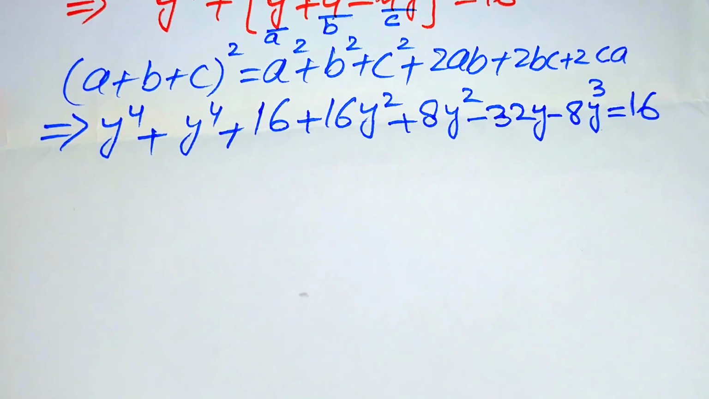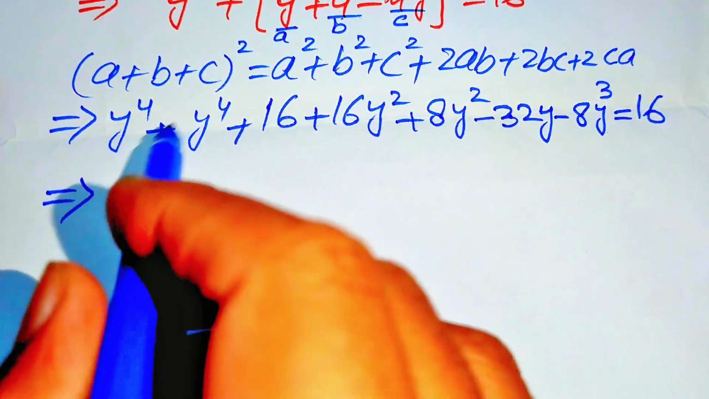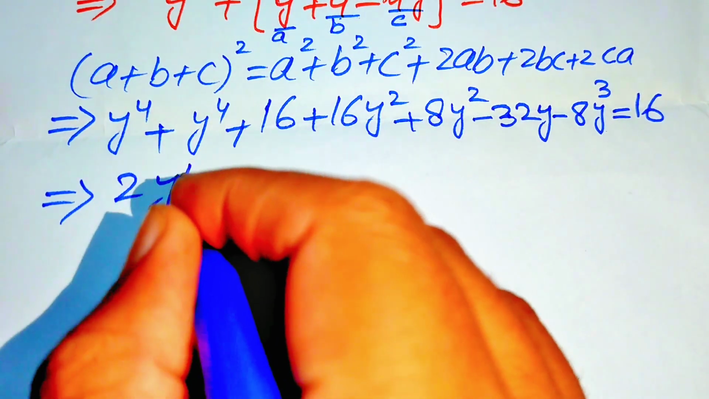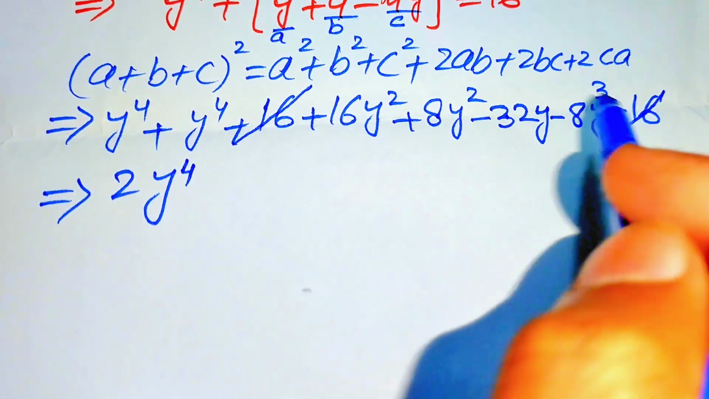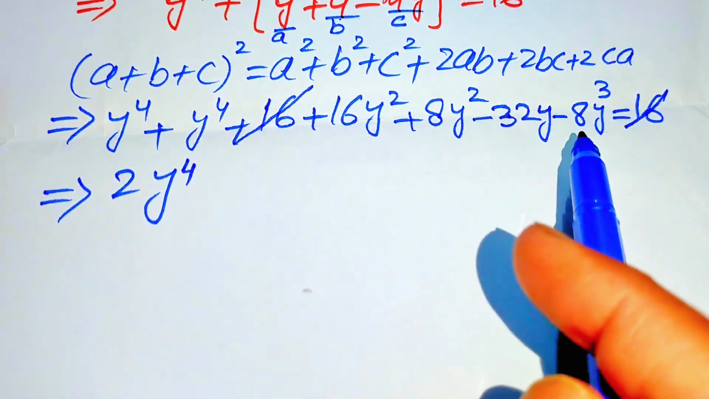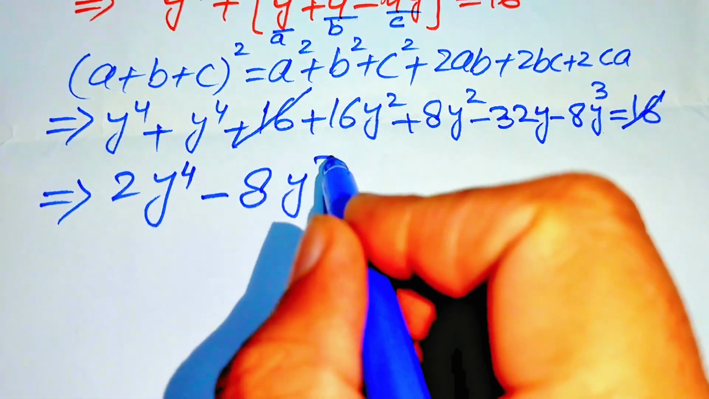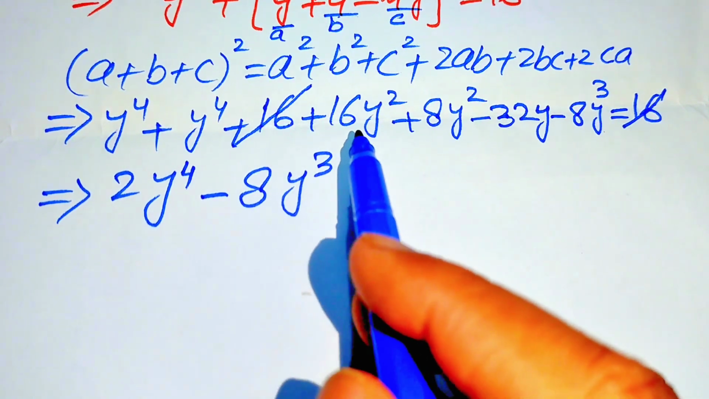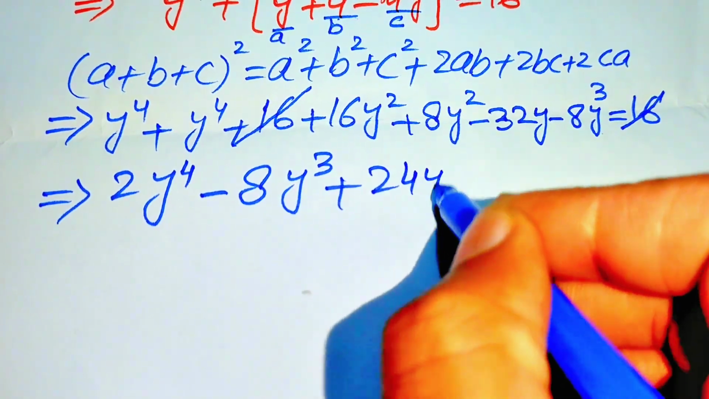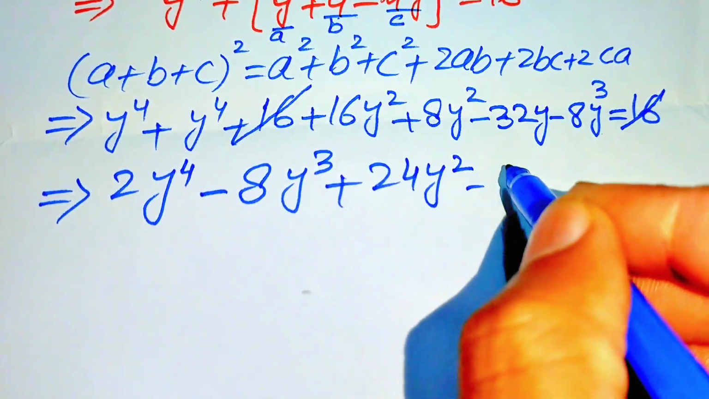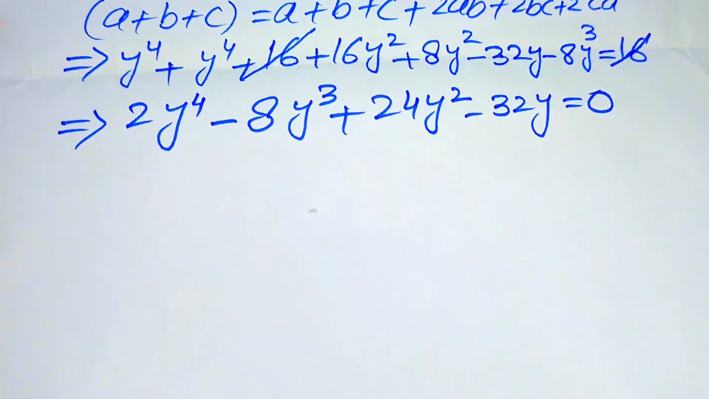So now in the next step we add or subtract the like terms, and we first add these two terms and we obtain 2y^4. You see that this plus 16 and this plus 16 cancel each other, and here we get minus 8y^3. And now we add 16y^2 and 8y^2, so it becomes plus 24y^2, and after that we have minus 32y, and this whole equation equals 0.